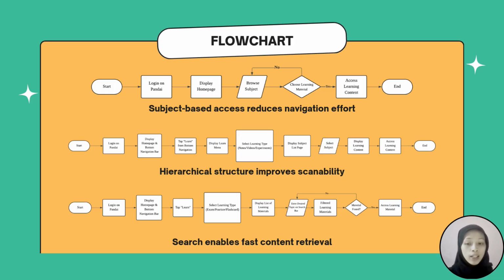The last one is the search feature. The flow begins when the user logs in and accesses the Learn section from the homepage using the bottom navigation bar. Users then select a learning type such as exam or practice before entering a desired topic in the search bar. The system filters the learning material based on the search input, and if the material is found, users are able to access the relevant learning material directly. This search flow allows information to be received effectively by allowing users to quickly locate specific content without browsing through multiple categories.